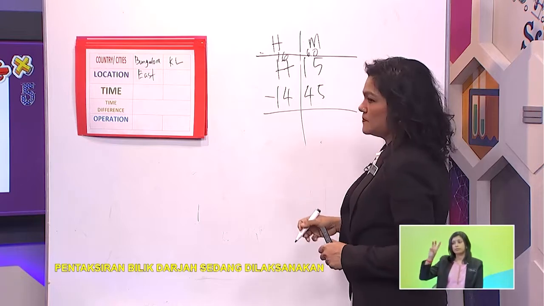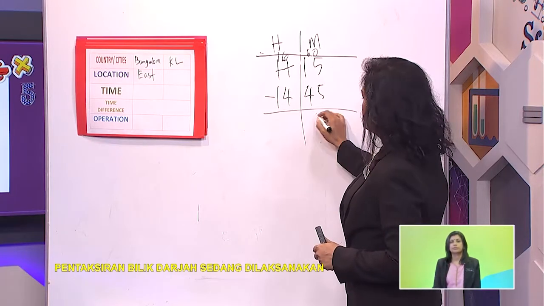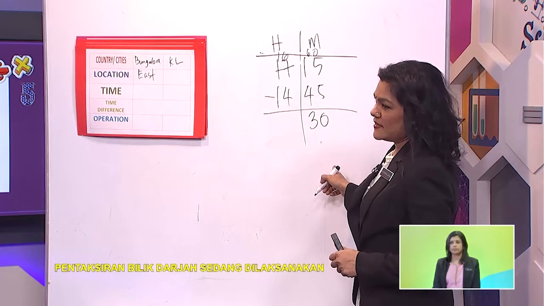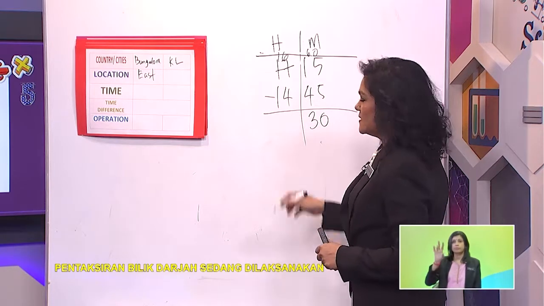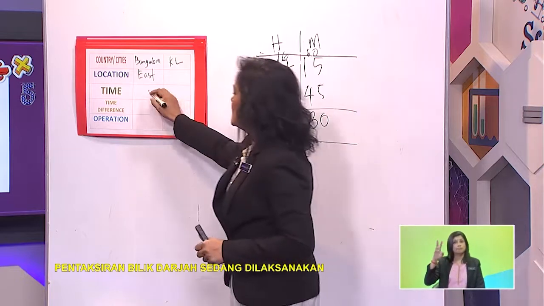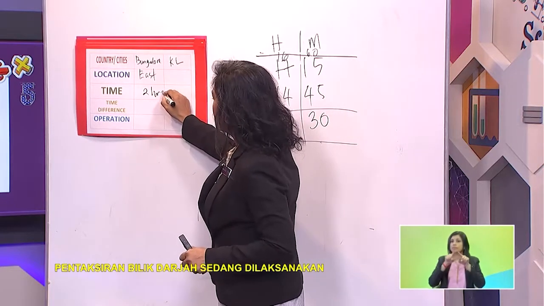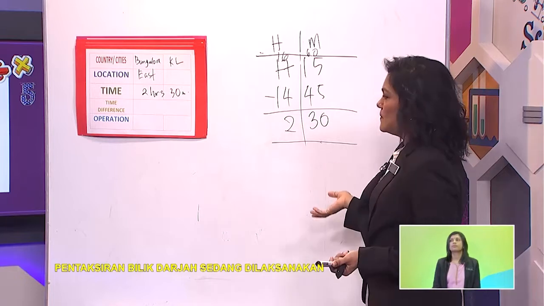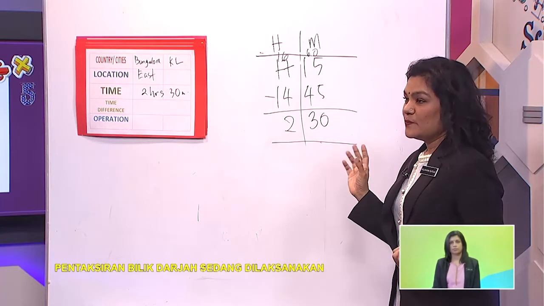All right. So what's the answer? 75 minus 45 is 30, right? And here, 2. So what's the time difference? 2 hours and 30 minutes. Okay, now we have got the time difference and we have got the position.